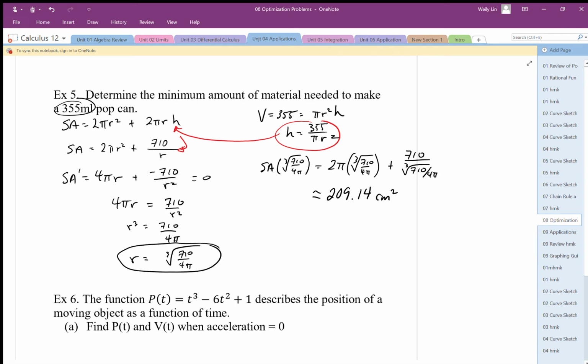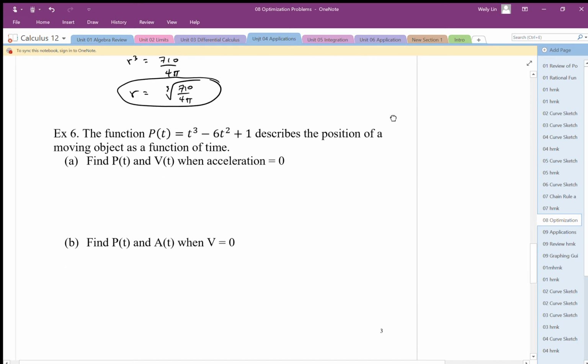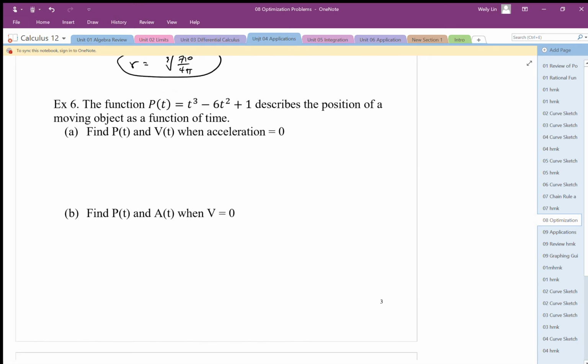Okay, so let's take a look at the next one as well. The function is a moving position; this is what we call rectilinear motion, where a point just moves back and forth along a horizontal line. The position of that point is given by this equation based on t equals time. It says to find p of t and v of t when acceleration is 0.